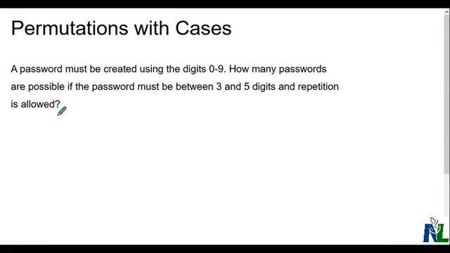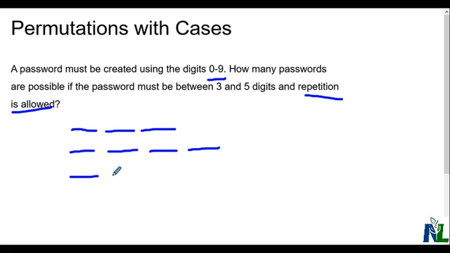So here we're looking at an example of permutations that involve cases. We're trying to create a password that's between 3 and 5 digits, and we have the digits 0 to 9 that we can use, and repetition is allowed. So if the password must be between 3 and 5 digits, we can have a 3-digit password, a 4-digit password, or a 5-digit password.